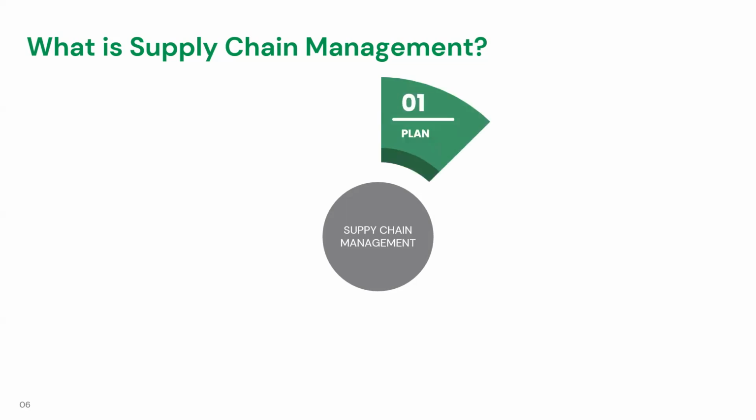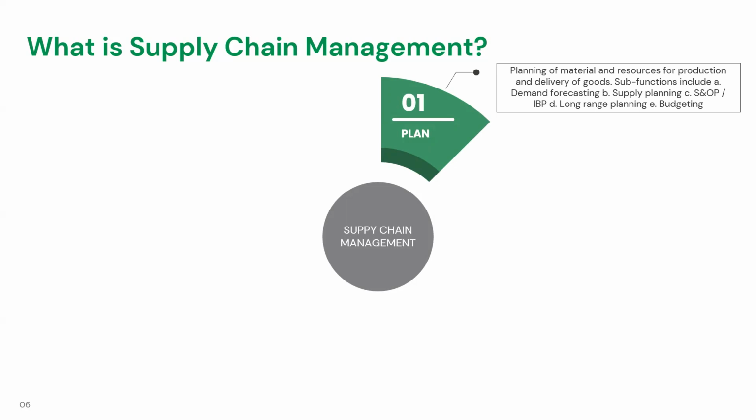So the first important one is plan. The plan consists of further sub-functions, like demand planning, supply planning, and sales and operations planning, or integrated business planning. Within planning, there could also be long range planning. Typically companies focus on short term planning on a monthly basis. But for strategic planning, it could be long range, meaning from 3 to 10 years. Sometimes it could be 3 to 15 years as well. So budget planning is also under plan itself.